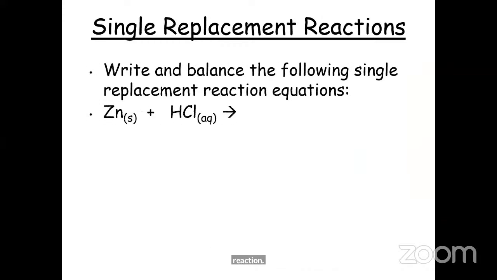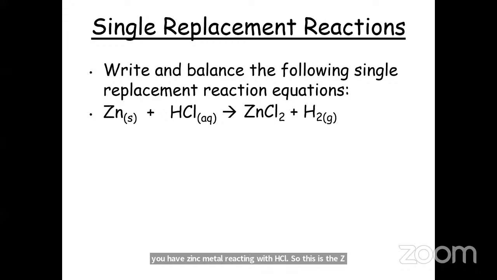So other examples of single replacement reaction, when you have zinc metal reacting with HCl. The zinc is going to displace hydrogen to give us zinc chloride plus hydrogen gas. And then we balance it.